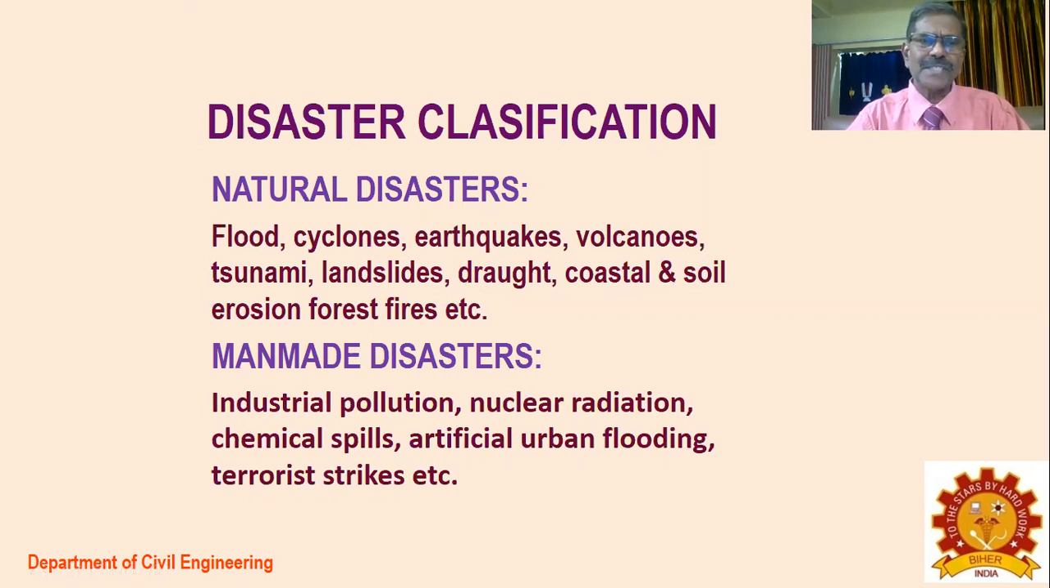So the classification of disasters is related to natural activities as well as the commitment from human beings. The natural disasters cover floods, cyclones, earthquakes, coastal and soil erosion, landslides, volcanoes, tsunamis, things like that. Man-made disasters include oil slicks in the sea because of the bursting of oil liners, industrial pollution, nuclear radiation, chemical spills, artificial and urban flooding, terrorist strikes, and so on.